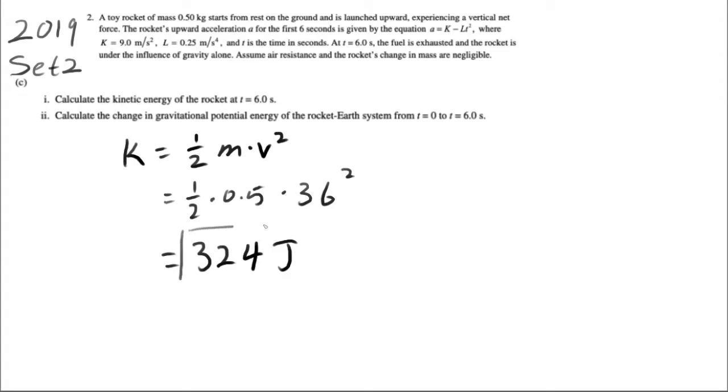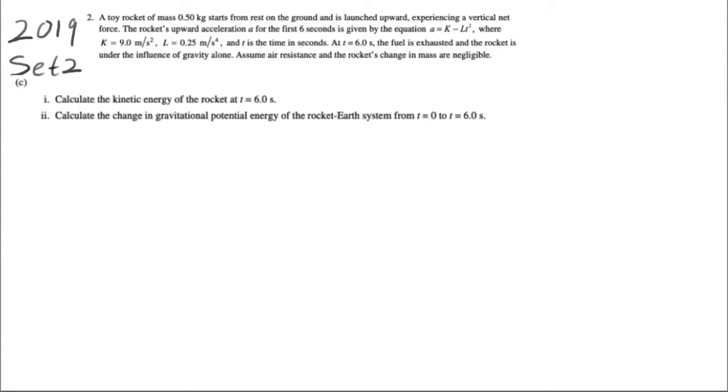And that is your answer for part C-I. Alright, C-II: calculate the change in gravitational potential energy of the rocket-Earth system from t equals 0 to t equals 6 seconds. This sounds complicated, the rocket-Earth system and stuff, but it's just the change in potential energy of the rocket from t equals 0 to t equals 6 seconds.